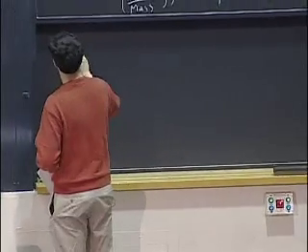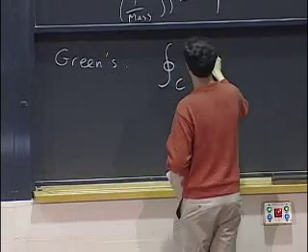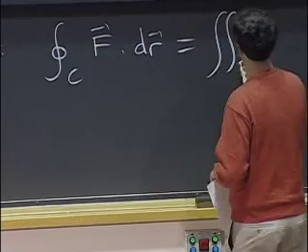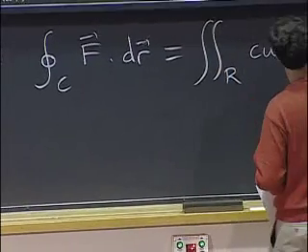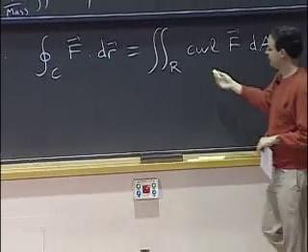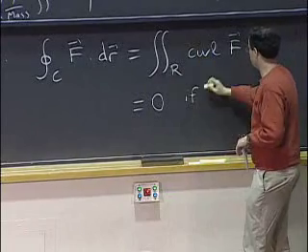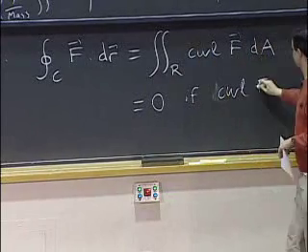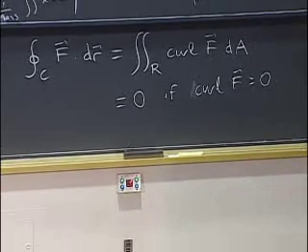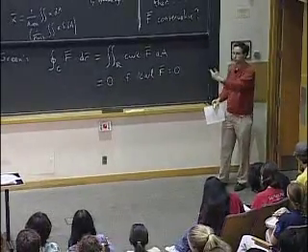So Green's theorem says that if I have a closed curve, then the line integral of F is equal to the double integral of curl on the region inside. And if the curl is 0, then I will be integrating 0. I will get 0. Okay, so this is actually how you prove that if your vector field has curl 0, then it's conservative.